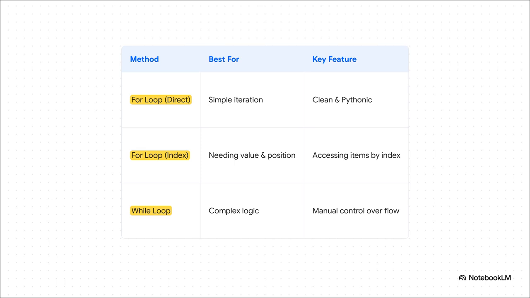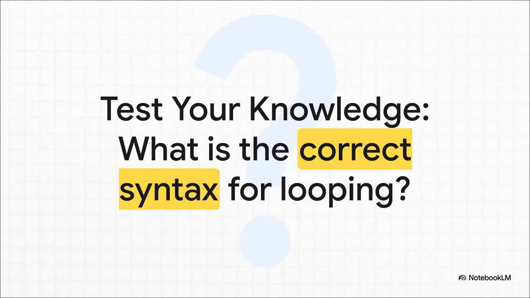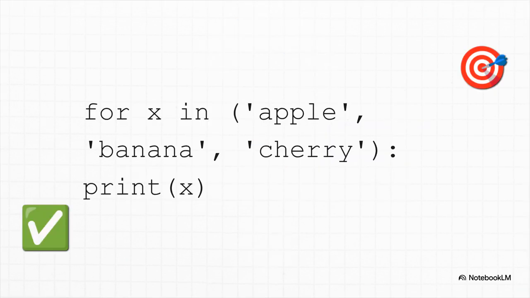All right, time for a quick pop quiz, just to make sure all this is sinking in. Based on everything we've talked about, what's the correct, most standard way to just loop through the items in a tuple? And there you have it. The simple, clean, direct for loop. Honestly, this is the one you're going to use probably 90% of the time. It's just the most efficient way to get the job done for most everyday programming tasks.